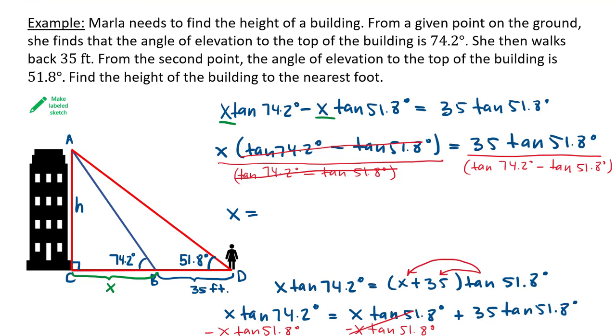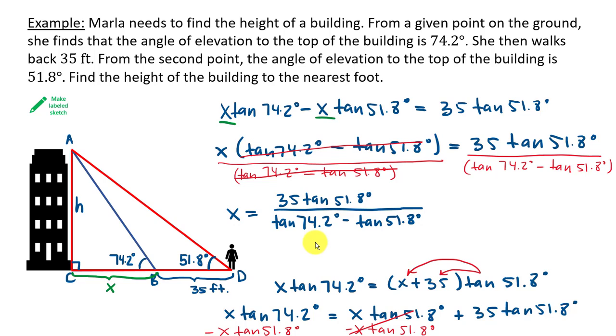X equals 35 tangent of 51.8 degrees over, and the difference in the denominator, tangent of 74.2 degrees minus tangent of 51.8 degrees, like that. So what we have here is actually the value of x. Yes, it doesn't look pretty, and yes, pretty soon we're going to put this all in the calculator and approximate this value, but that is the value of x. Notice there are no variables on the right hand side, only the numbers.